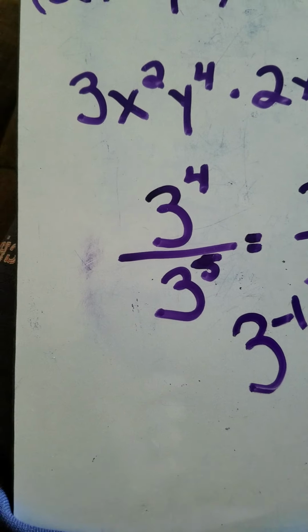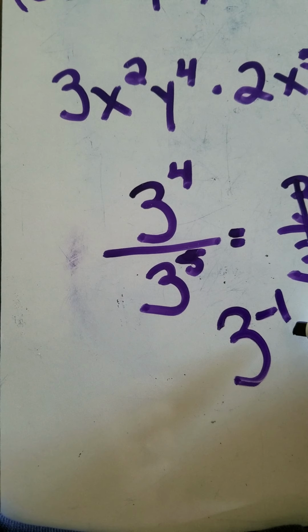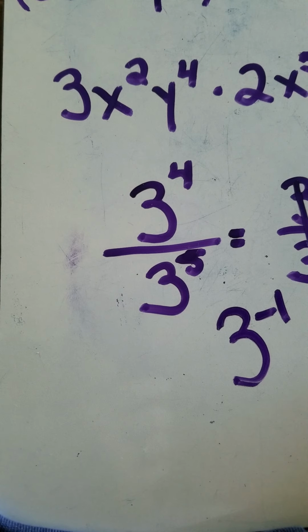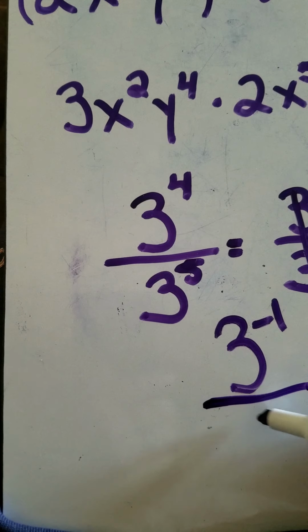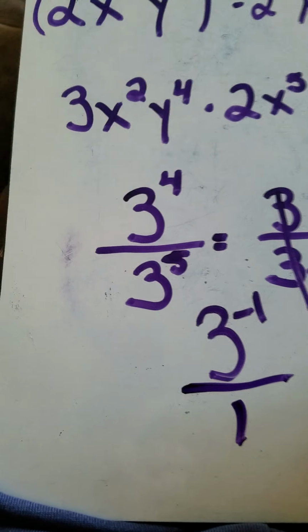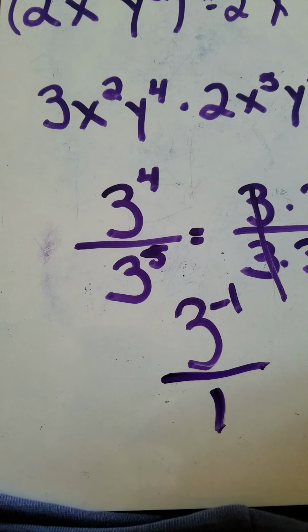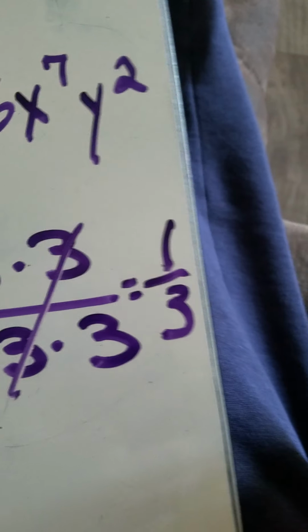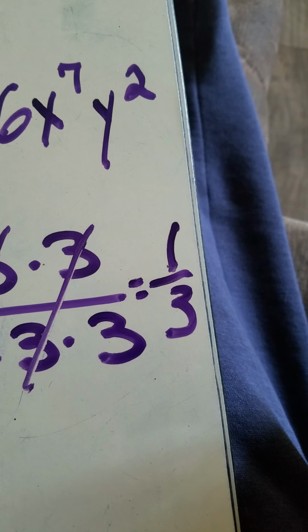So now, here's the new lesson. When you have the negative 1, it has to change locations. So that's the fraction, if we were to change it to a fraction. 3 to the negative 1 over 1 becomes, the 3 goes into the bottom.